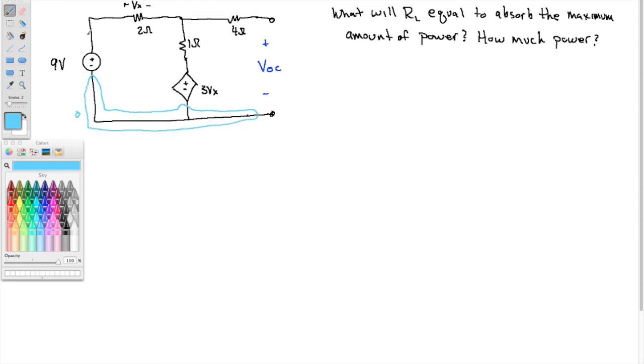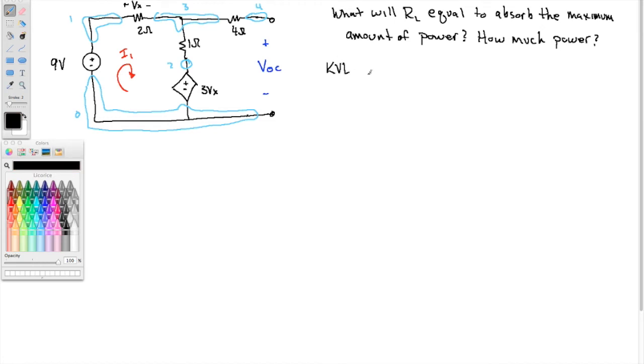Just so I can reference these things, I'm going to label the nodes. Here's node 0, here's node 1, node 2, node 3, and node 4. Okay, so the output is from node 4 to node 0. All right. So I only have one loop, one mesh. So let me use mesh analysis again. One equation, one unknown. Call this I1.